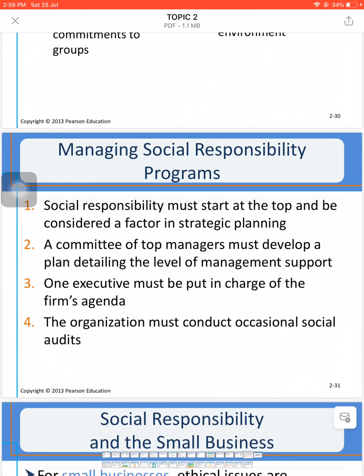Social audit is a systematic analysis of the firm's success in using funds earmarked for meeting its social responsibility goals. That's called systematic analysis, the social audit. These are the 4 steps that managers have to include to foster social responsibility. They must take these steps.